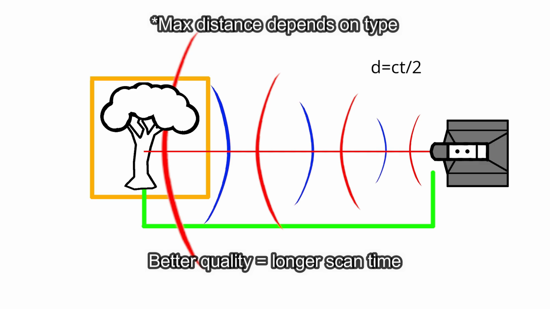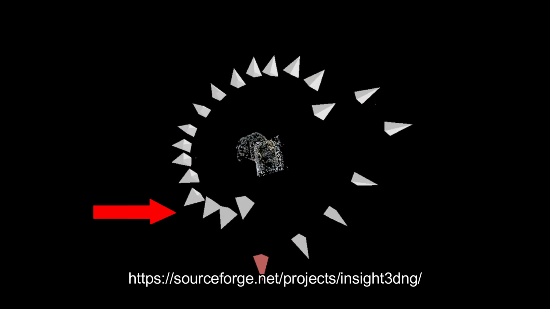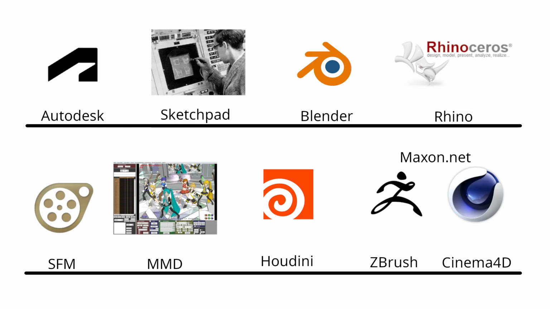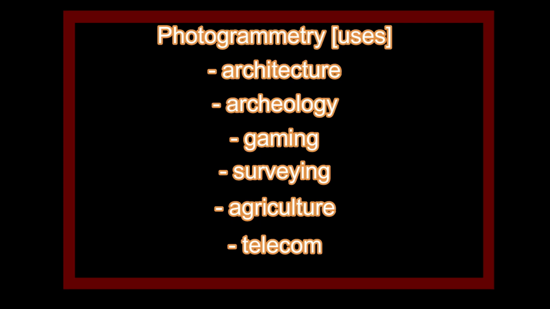Photogrammetry is a method of collecting information about the environment by recording, interpreting images. Basically means getting measures from photographs. It involves capturing multiple images of an object, structure, or landscape from different angles and then using software to analyze and reconstruct the 3D geometry of the subject or object. Particularly used in fields like architecture, archaeology, and gaming.